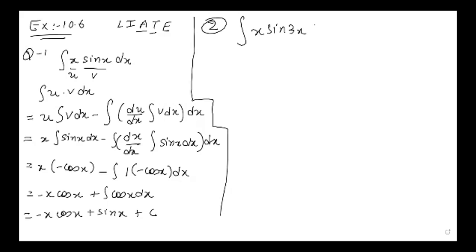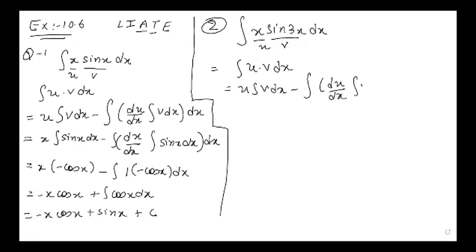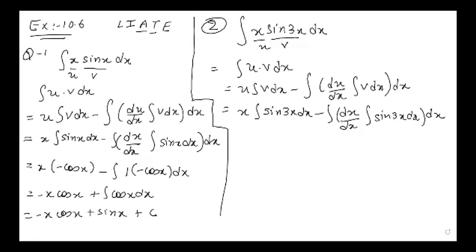Let's try to understand the second question. Integration of x sine 3x dx. Again, this will be your u and this will be your v, as the algebraic term has higher priority than the trigonometric term. So you know that integration of u v dx is u integration v dx minus integration of the derivative of u with respect to x times integration v with respect to x, whole dx. So let's keep the value of u and v. You know that the integration of sine is minus cos, and as the coefficient of x is 3, we have to divide it by 3. The derivative of x is 1.